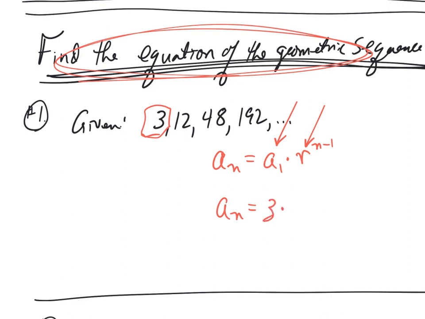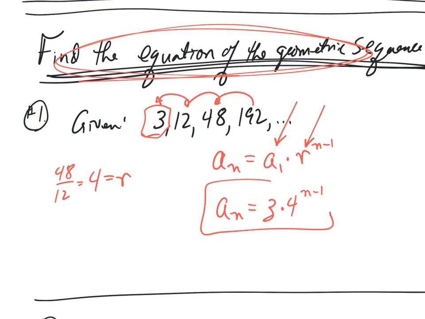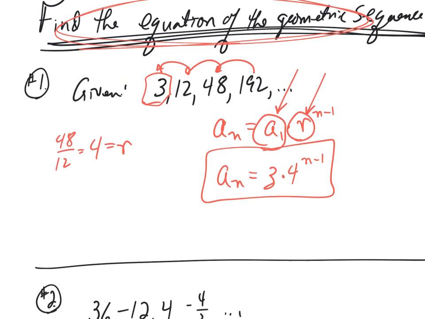3. And then the second thing I need you to find is R. But how do we find R? We take any one of the terms and divide by the one that comes before it. So take as an example 48 divided by 12, and what we'll get is 4. So the equation for the geometric sequence would be a sub n equals 3 times 4 to the n minus 1 power. I need you guys to find two values, a1 and r. So let's practice that a couple more times.